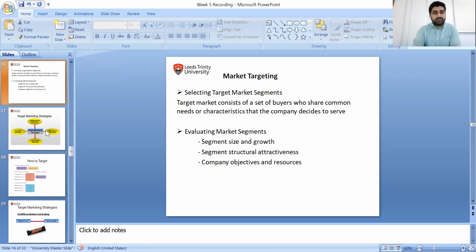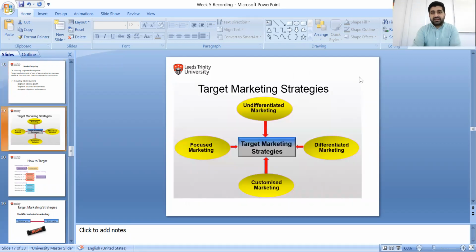In target marketing strategies, we can see there are basically four different strategies. Number one is undifferentiated marketing, then differentiated marketing, customized marketing, and focused marketing. So there are four different strategies, and based on those strategies, we target the market. We will discuss them in the next slide.